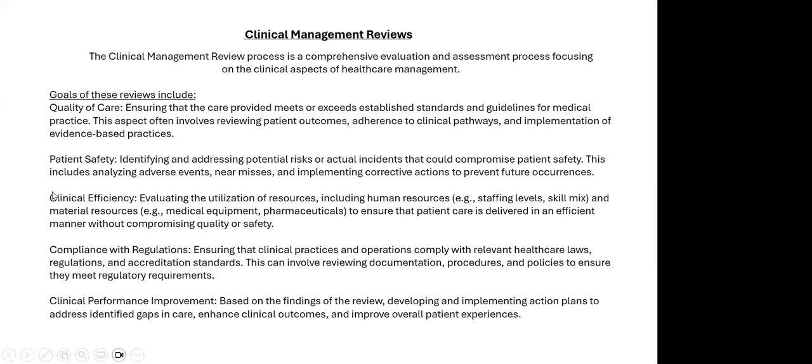So the last component of the peer reviews I'll review is clinical management reviews. And this is comprehensive. This is anything in between. We initiate clinical management reviews with these goals in mind. Quality of care: are we following best practices and established standards? Patient safety: are we learning from the actual events that occurred and also the near misses through a review?